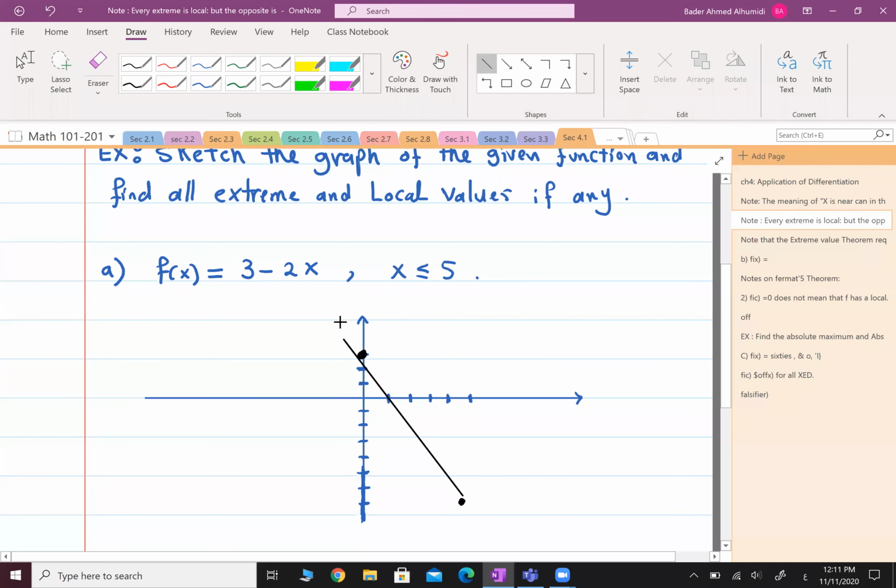It will continue, of course, it will continue like this. Okay? So this is, let us say, the base of the line we have. So this point is what? How much is it, 5 and minus 7, isn't it? And this point is 0 and 3. Of course, the line is defined like this. It is a piece of the line. And this point here is closed. Why closed? Because we have equality for x equal to 5.